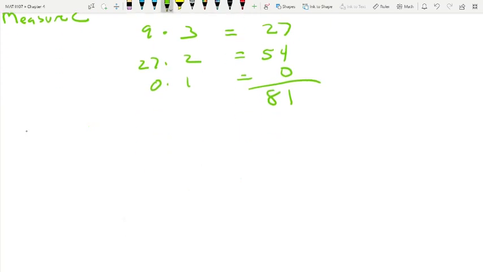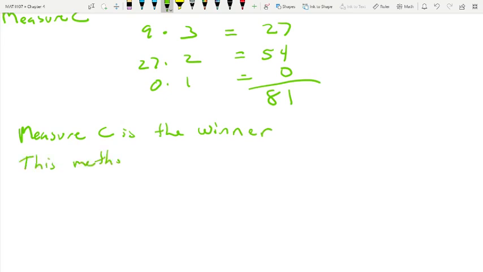So based on this method, measure C is the winner. And this method is the Borda count method. Right. So we have in terms of that method.